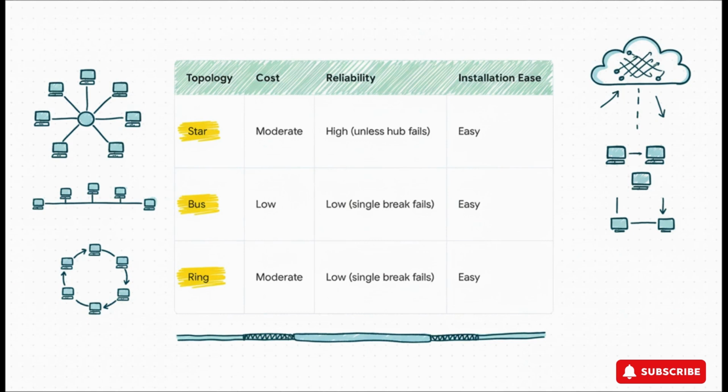The star is a great, balanced choice for homes or small offices. The bus is cheap, but super fragile. The ring is simple, but it also has that single point of failure. It's always a balancing act between cost, how easy it is to install, and just how important it is for that network to stay up and running.